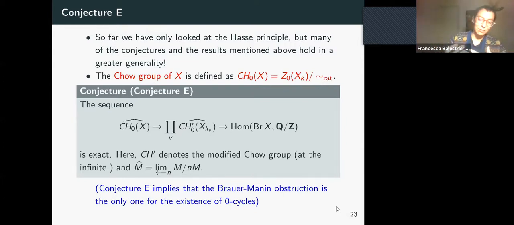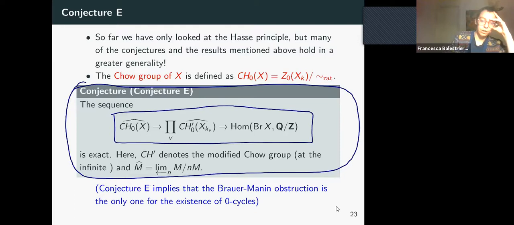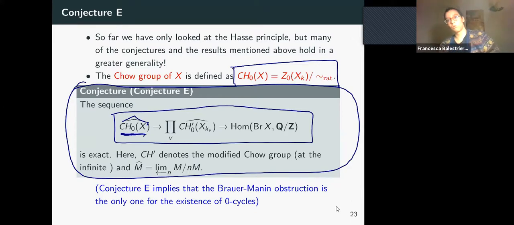And actually everything I've talked about today is related to this big conjecture, which is called conjecture E. This conjecture implies all the conjectures, for example, the conjecture by Colliot-Thélène. So it's a very important conjecture. It says that this sequence here is exact. Now, this is the Chow group of X, which is just defined to be the set of zero cycles, where we don't specify the degree, quotiented by rational equivalence. And this is the profinite completion. This is the main conjecture that people try to prove. This implies, of course, the conjecture by Colliot-Thélène, as I said, and a lot of other conjectures as well.